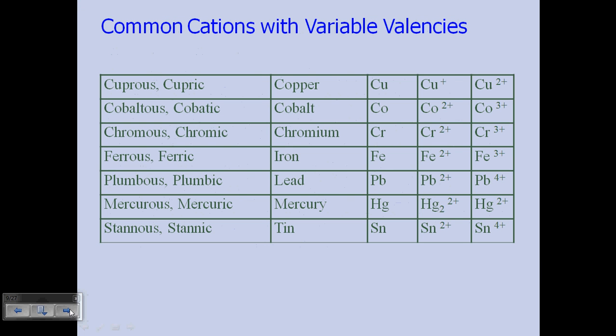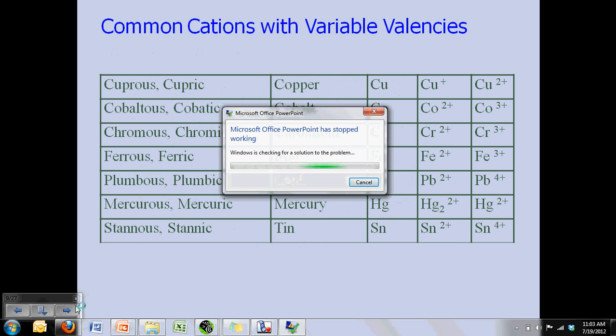This is a list of common cations that you'll be using in AP Chem for variable valencies.